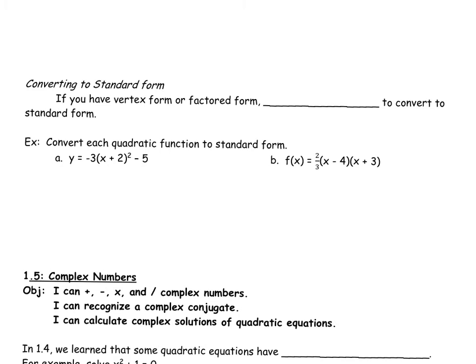The last part of our lesson for 1.4 has us converting back to standard form. If you're given something in vertex form or factored form, all you need to do is multiply or FOIL to convert back to standard form. Standard form eliminates all the parentheses, and you should be in ax squared plus bx plus c form when you're done. Given each example, convert them back to standard form.